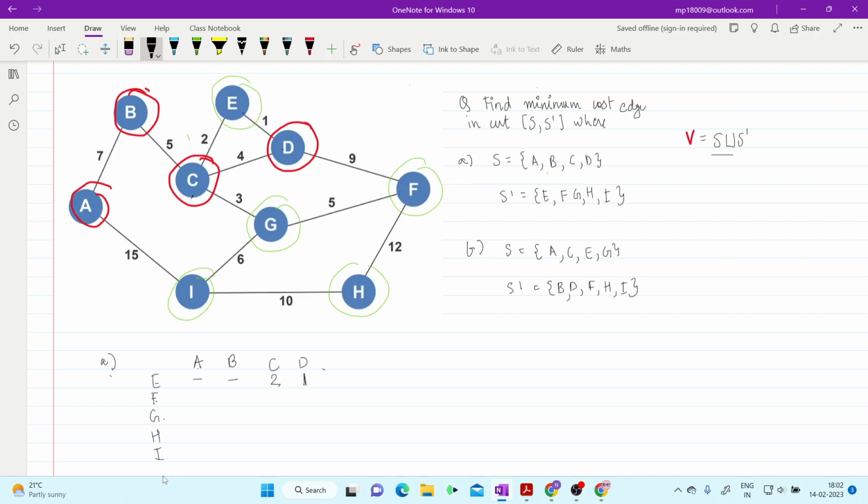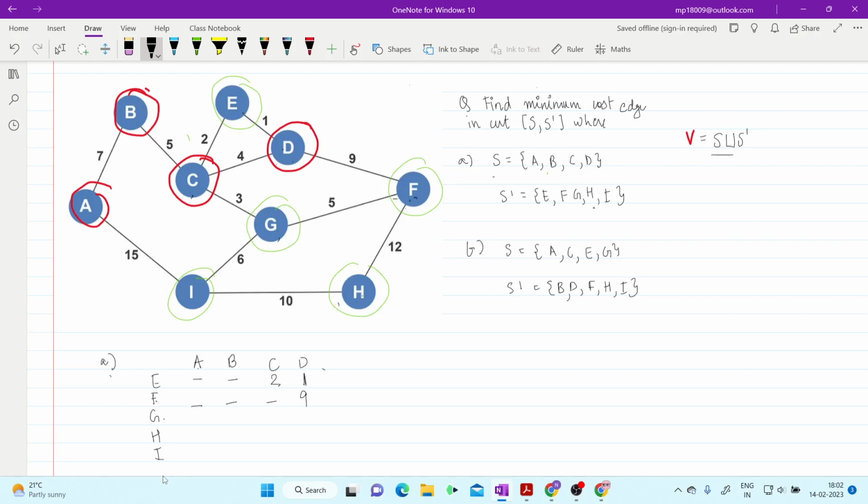Now similarly we'll go for the other vertices. If you look at the vertex F, it is adjacent to three vertices: G, H, D. But FG and FH we are not considering, because both their vertices are lying in the set S prime. We want one vertex in S and the other in S prime. So FD is the only edge that we want to record.